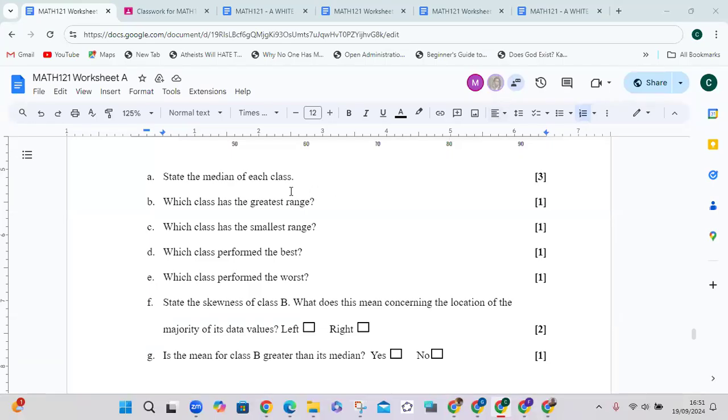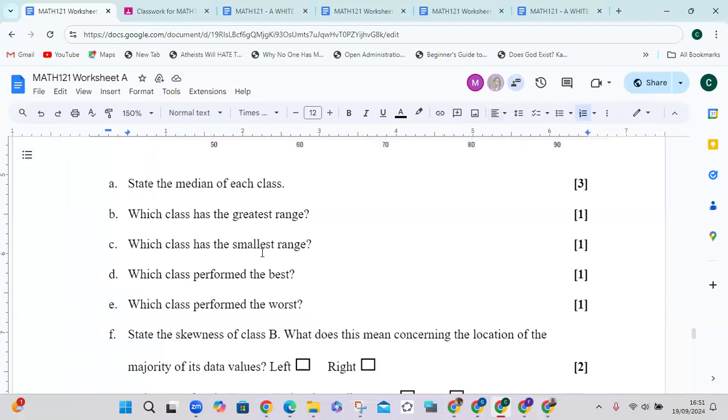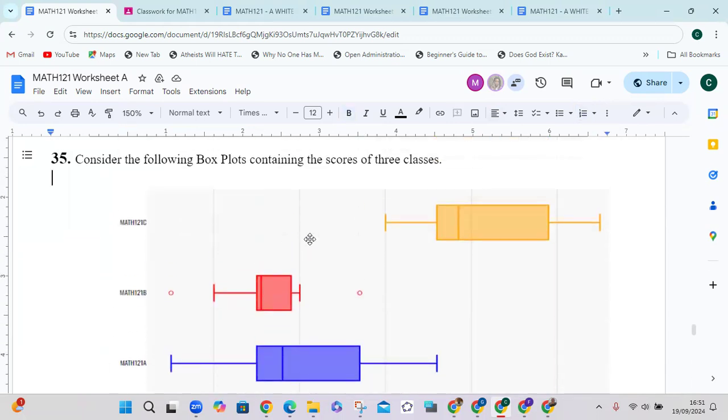So here we are on number 35, part B. It says, which class has the greatest range? So to obtain this, we're supposed to go to the three box plots and make a comparison. Which class has the greatest range? Now, we can recall how to calculate range.